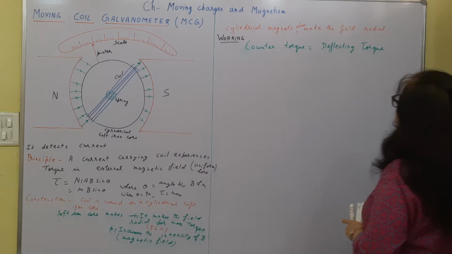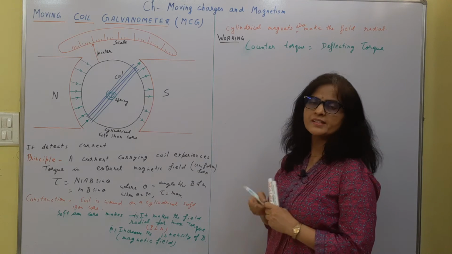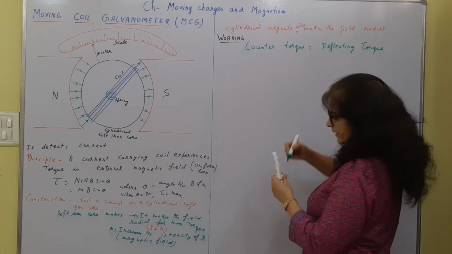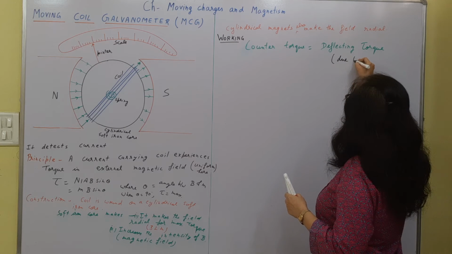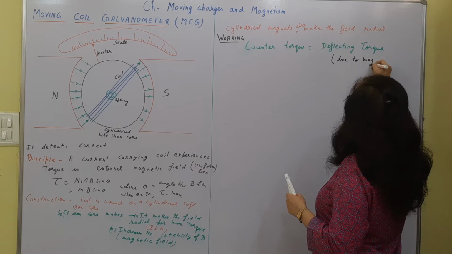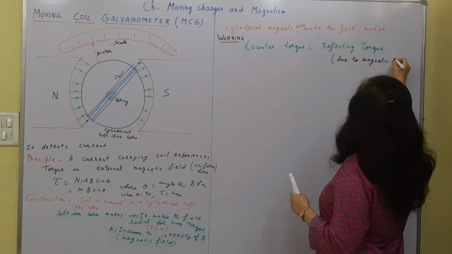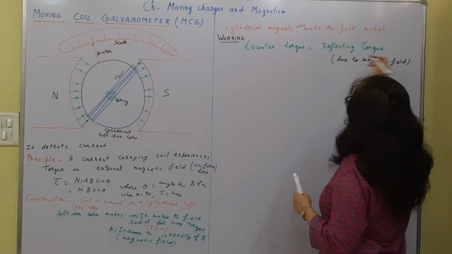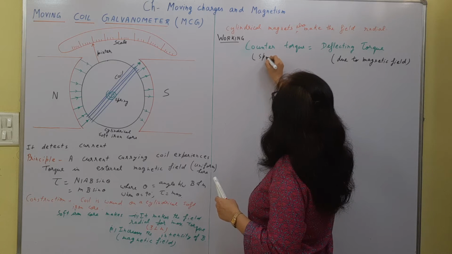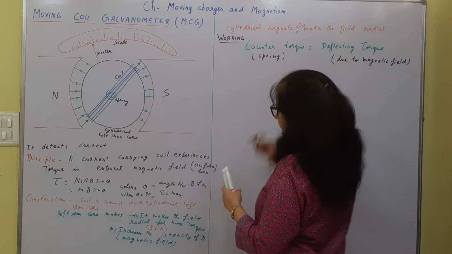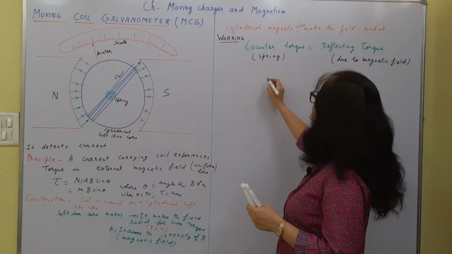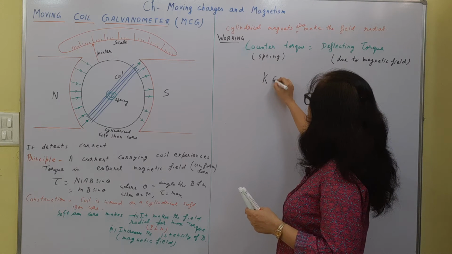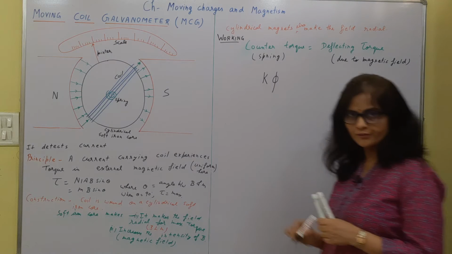Now what is this deflecting torque? Deflecting torque is the torque due to magnetic field, and this counter torque is due to the spring, right? What is the formula for this counter torque? This is K into deflection.